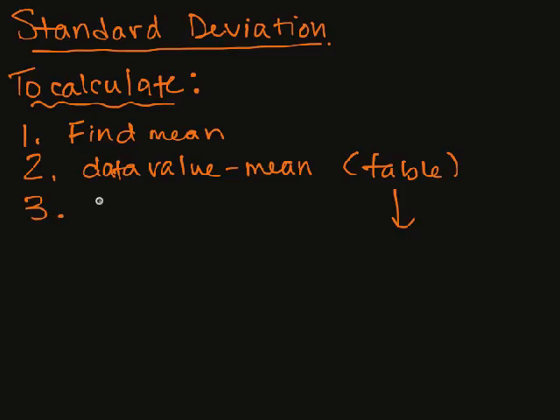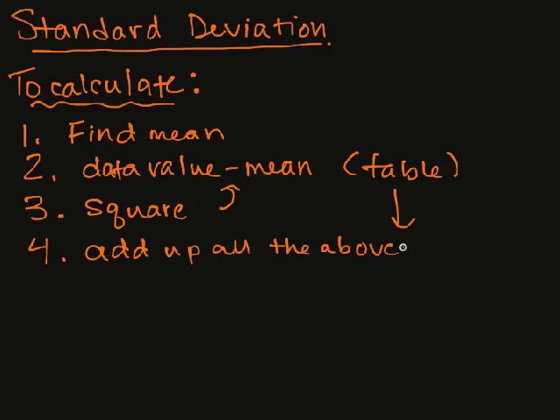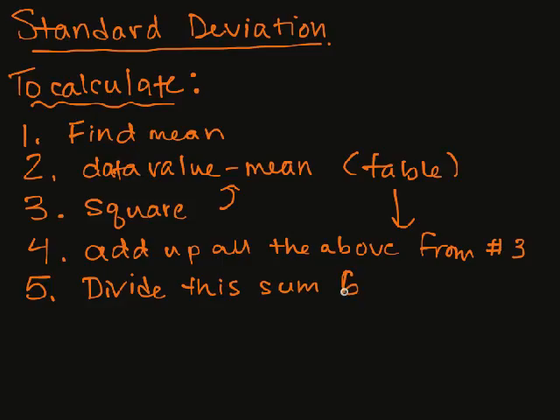The third thing we do is we square these deviations. So we square the above. The fourth thing, we add up all the above from number 3, so all of those squared deviations. And then we divide this sum by n, where n is the number of data values that we have. The very last step, we take the square root of whatever our answer is.